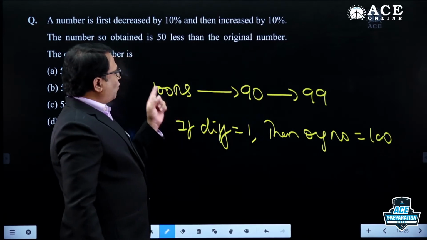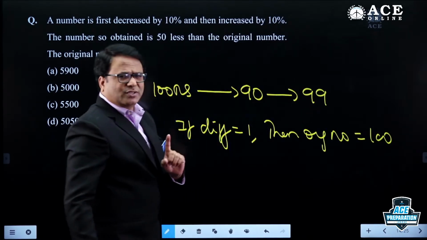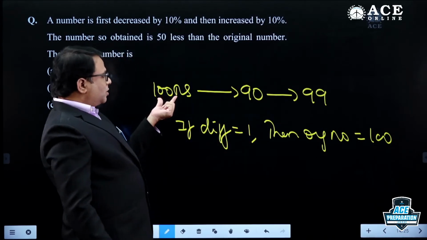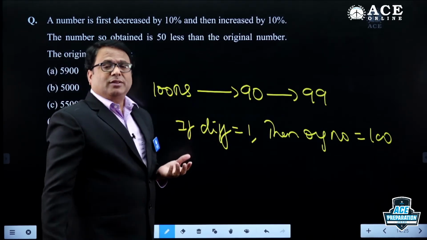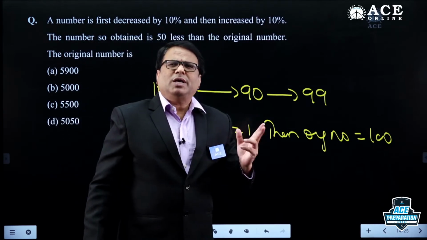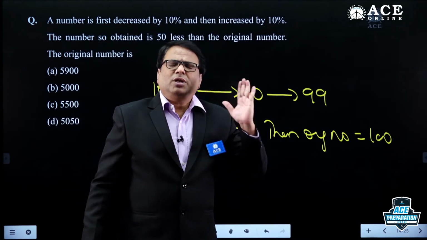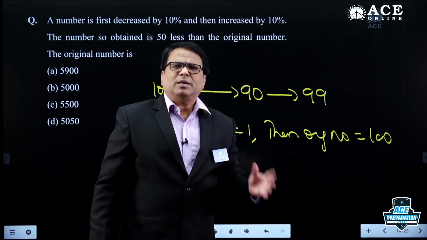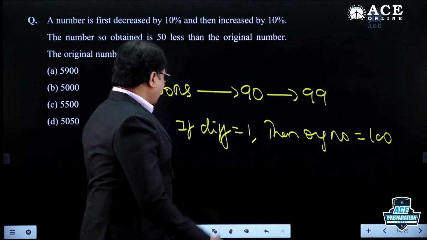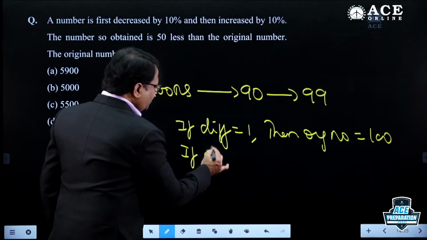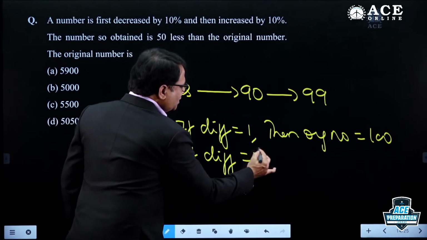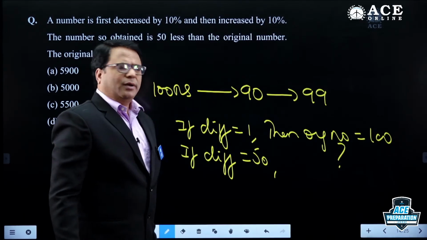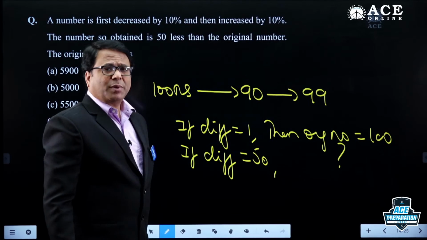You can clearly see it here. When the difference is 100 and 99, the difference is how much? 1. So when difference is 1, original number is 100. But in the problem, the difference is clearly given as 50. It's clearly mentioned the new number is 50 less than the original number. That means the difference is 50. So I write, if difference is 50, then what is the original number? This is the question.